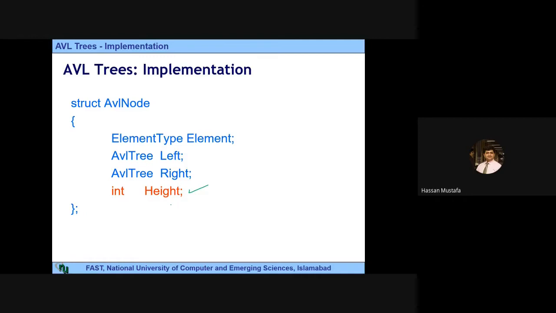After these three members, we also have this height member in this AVL node. We could have just called a routine that calculates the height of each node, but that would be computationally expensive. That is why we have inserted this height parameter in each node, and whenever we want to check the height of a node, we just read this parameter.